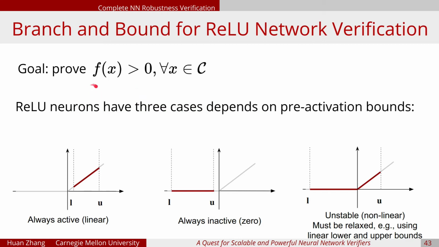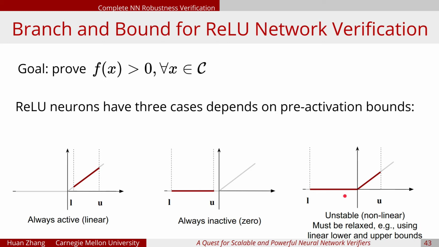The verification problem is still trying to prove the function is greater than 0, given an input x and a perturbation set. But we know that ReLU neurons actually have 3 different cases depending on the pre-activation bounds. If we know the input of the ReLU neuron is always greater than 0, the ReLU neuron becomes a linear neuron where there's no nonlinearity and no relaxation needed. For the case where we know the upper bound of the input of the ReLU is always less than 0, we can delete this neuron directly because it's always outputting 0. The only tricky case is what we call unstable ReLU neurons, where the input of the ReLU can be both negative and positive.